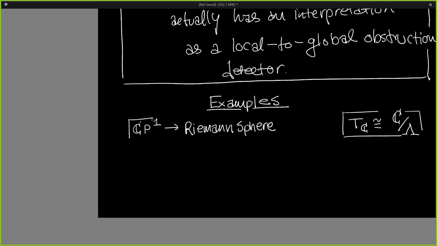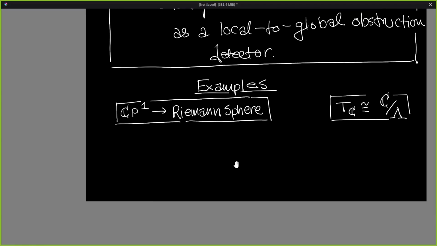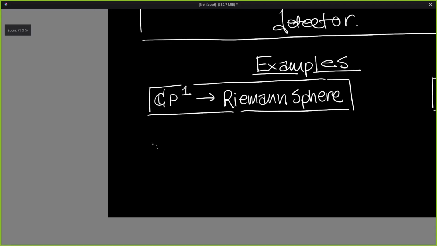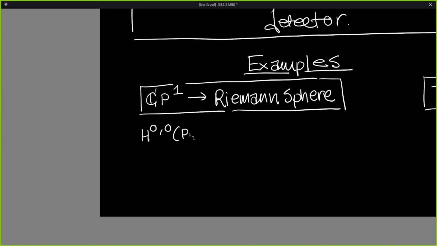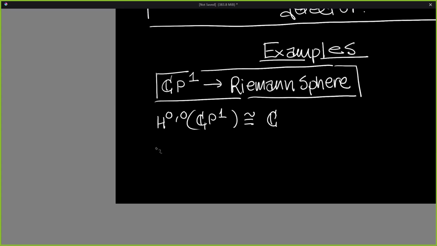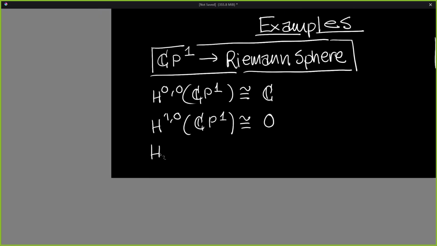So we're going to look at the Dolbeault cohomology groups for these two. H^{0,0} of CP1 is isomorphic to C. H^{1,0} of CP1 is isomorphic to 0, the trivial group, or the trivial set, I guess you could call it this.